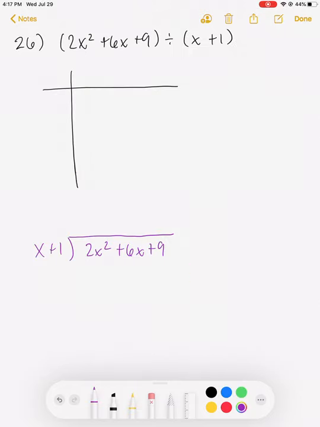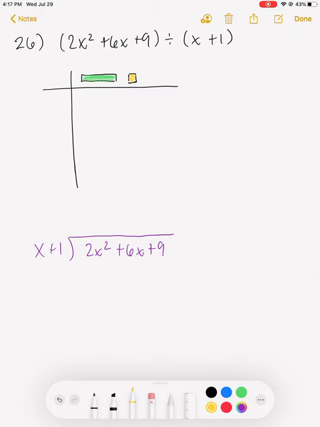All right, class, here's number 26, and we have laid out the problem, the quantity 2x squared plus 6x plus 9 divided by the quantity x plus 1. And we're going to go ahead and lay out all the tiles. My x plus 1, I will lay out on top of the grid frame. So I'll do my x plus 1 here. There's my x and my 1 here. And so I'm going to color them green and yellow.